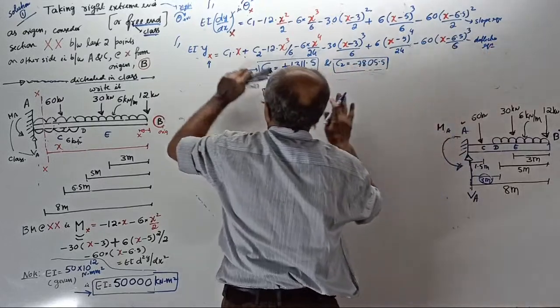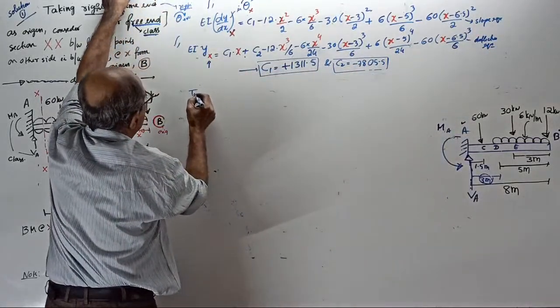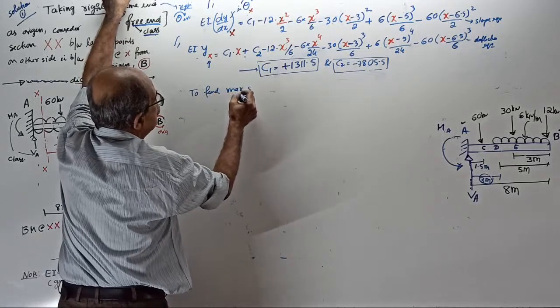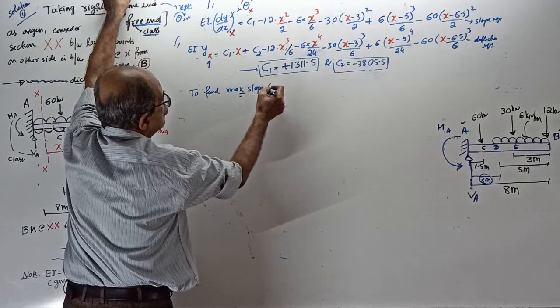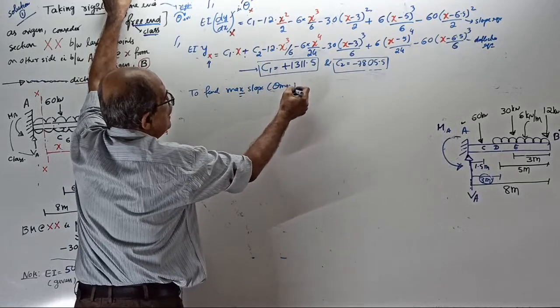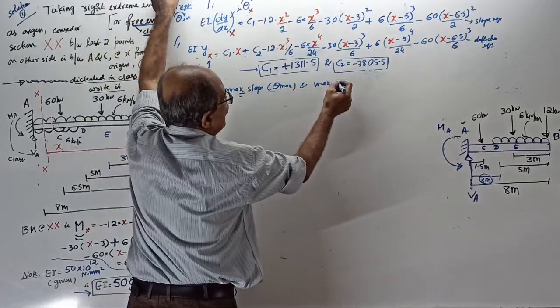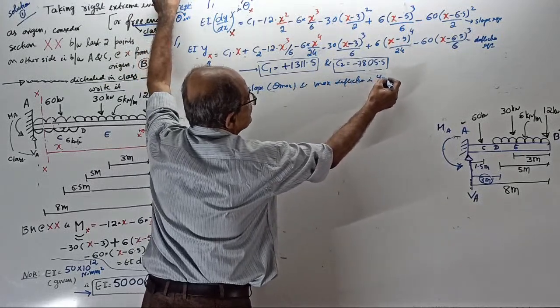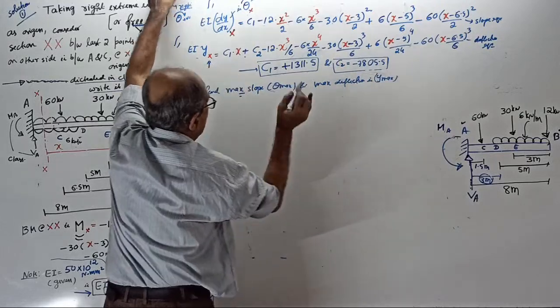Okay, start. Now, first they want to find maximum slope, that is called theta max, and maximum deflection, that is called y max. Okay, start. Make a note.